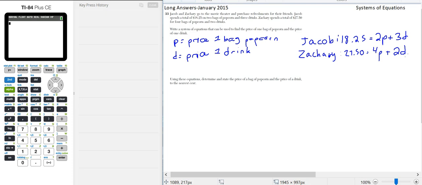Now we have 2 equations, a system of equations. And the next part of the question said, using these equations, determine and state the price of a bag of popcorn and the price of a drink to the nearest cent. So we want to solve these 2 equations for P and for D. So let's rewrite them down here. 2P plus 3D is equal to 18.25. And 4P plus 2D is equal to 27.50.